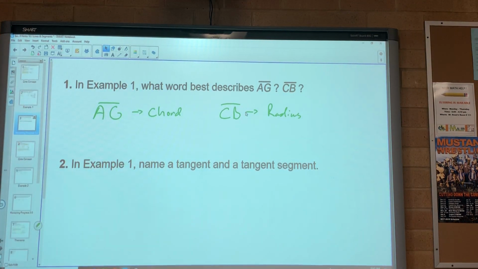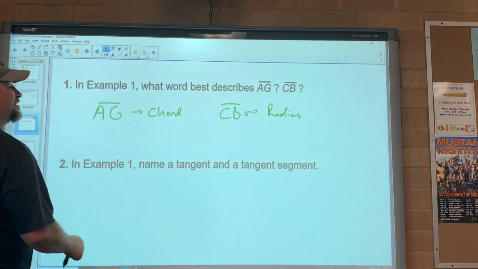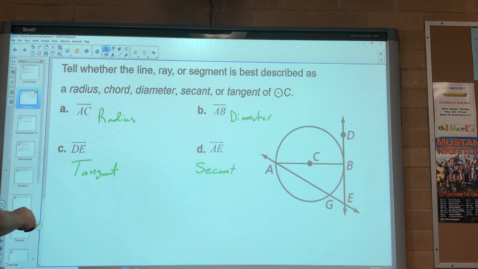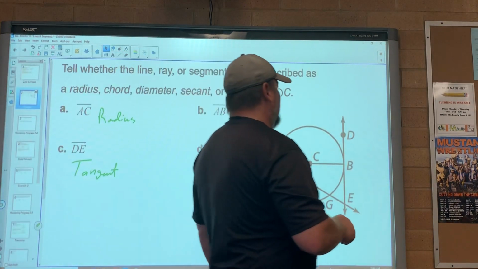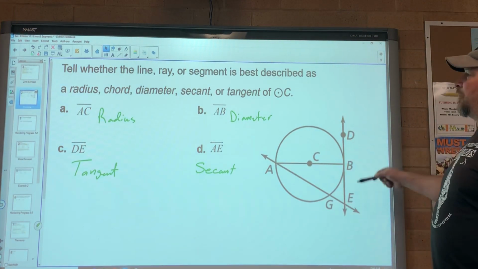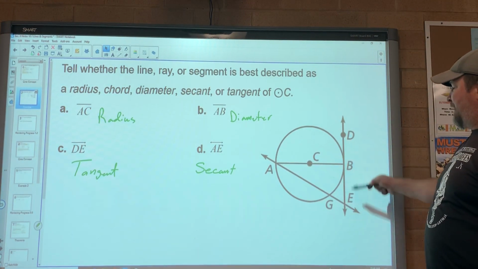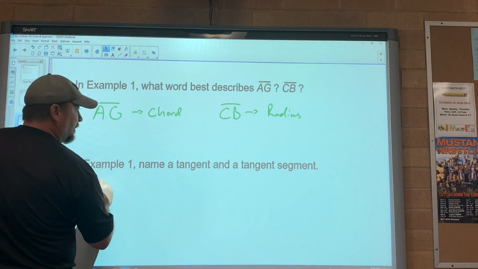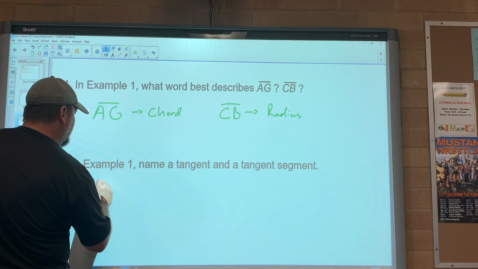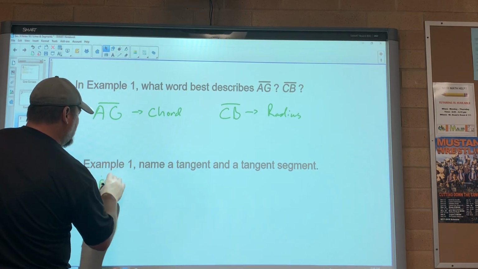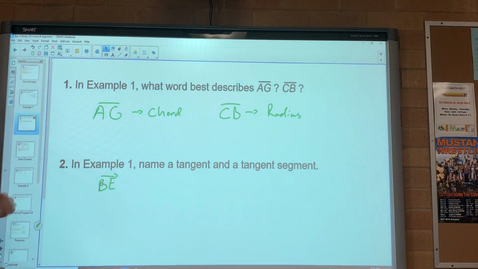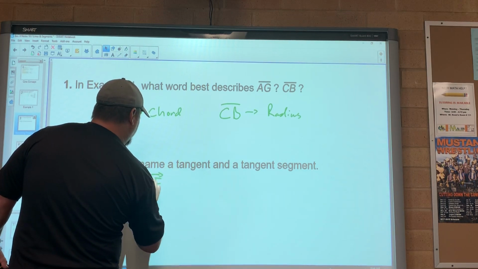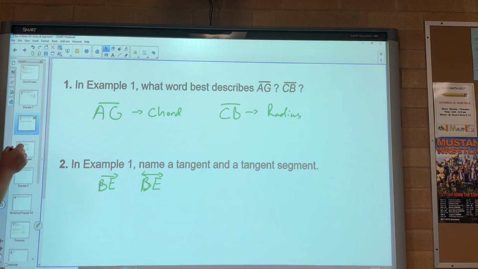In example 1 again, name a tangent and a tangent segment. Okay, a tangent and a tangent segment. So let's look back at it again. A tangent, we would want to call it a ray. So I'm going to say ray BE with an arrow just on one side. Or I could say BE with the line in both directions. Either one of those would be correct.